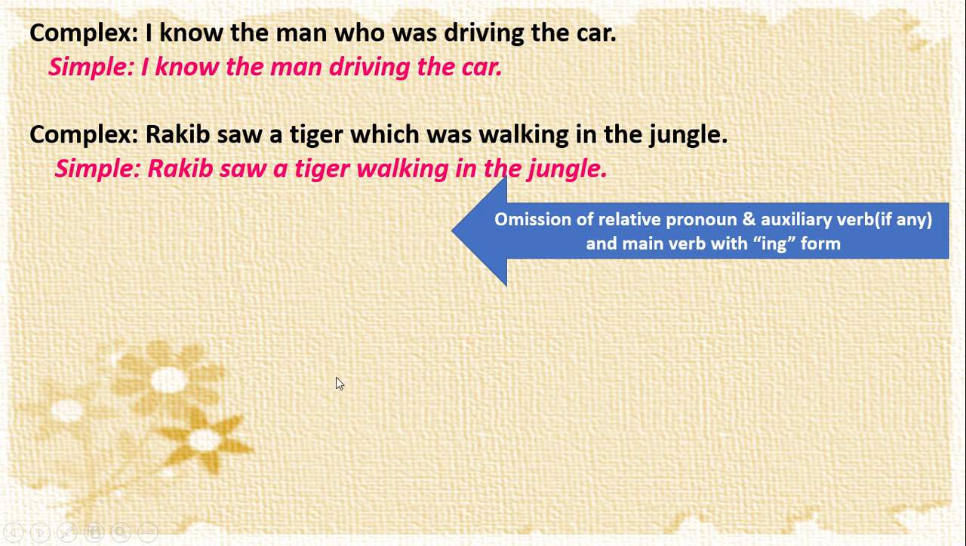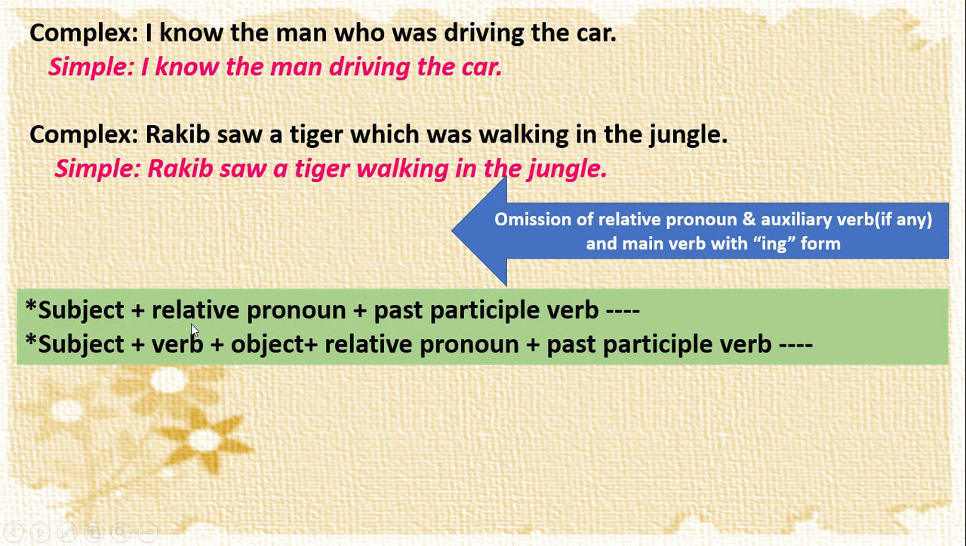Now we will see more structure of complex sentence using the auxiliary verb. That is, with the relative pronoun there will be past participle form of verb. That means the subordinate clause will be in the passive form. Then what will we do?